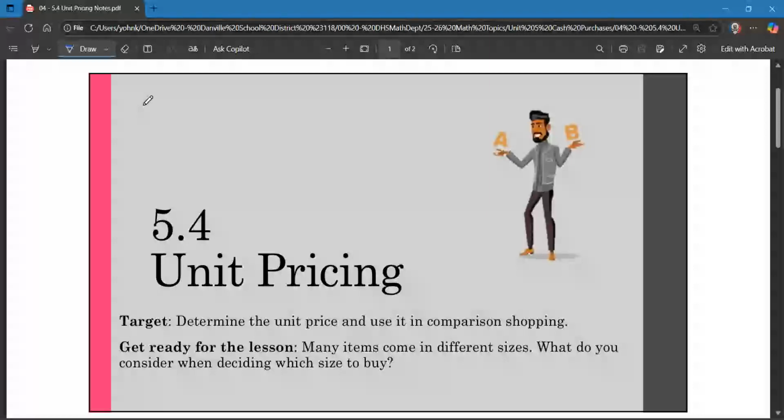Hey kids, welcome to section 5.4, unit pricing. Today we're going to determine the unit price and use it in comparison shopping.